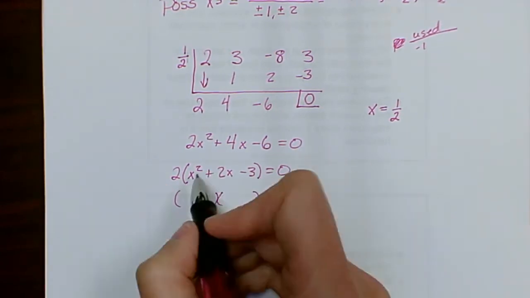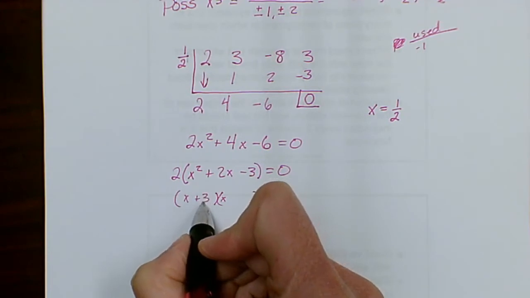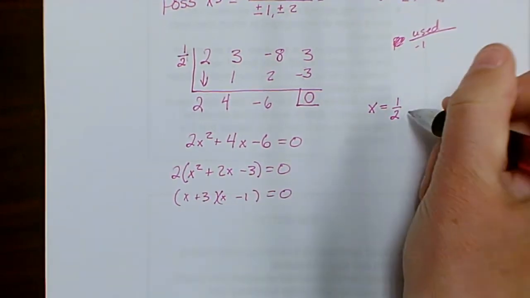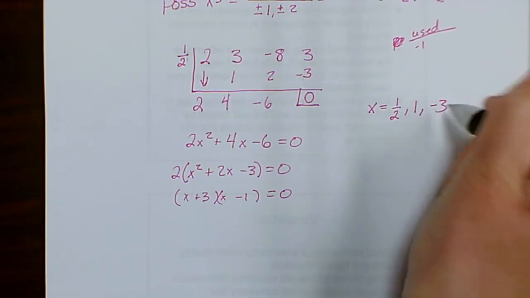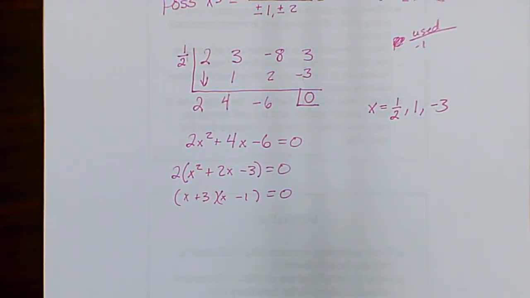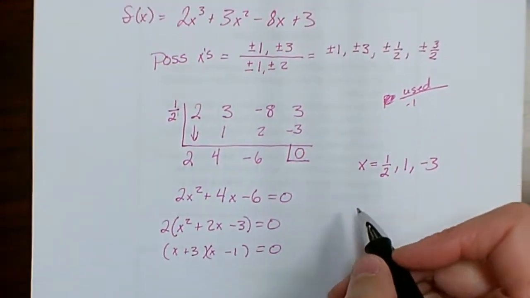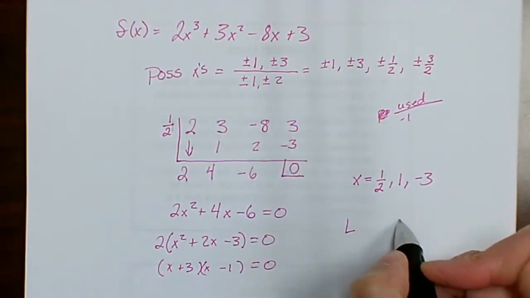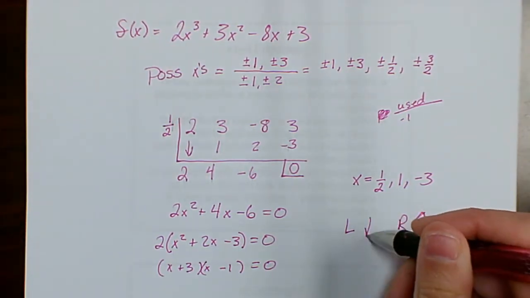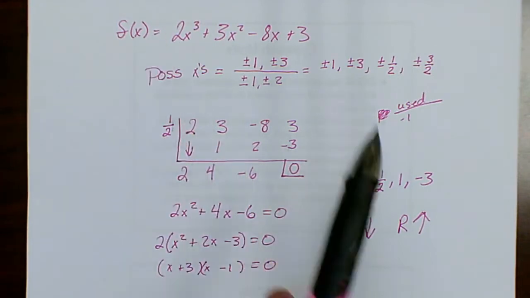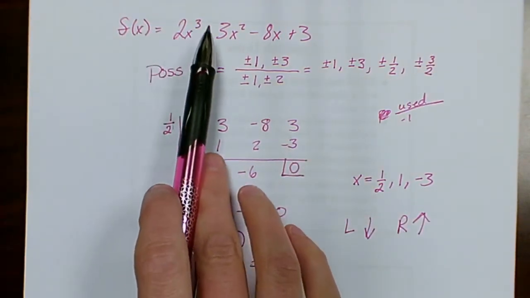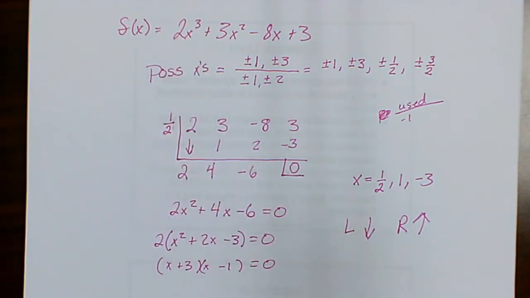Okay, the 2, I can divide that off, so we get positive 3 and negative 1. So when we solve for both of those, we get a positive 1 and a negative 3. So we know our x's. We need to find the end behavior, so the left and the right. The right's going to go up, the left's going to go down. We have a positive leading term, so the right's going up. We have an odd power, so the left's going to go down.